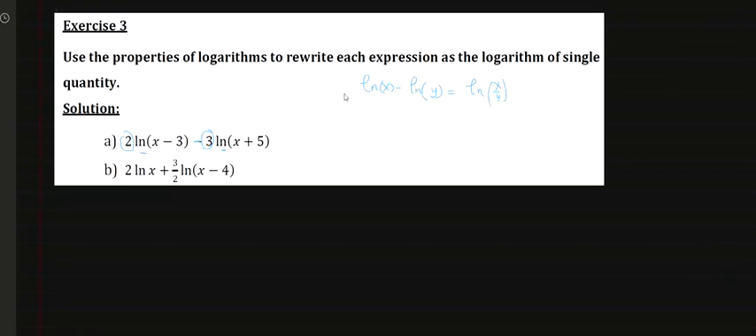But with the coefficients, we cannot directly do this. We can use the other property, which says ln x to the power of n is equivalent to n ln x, right?